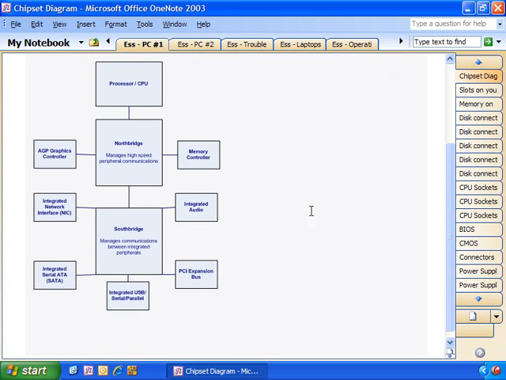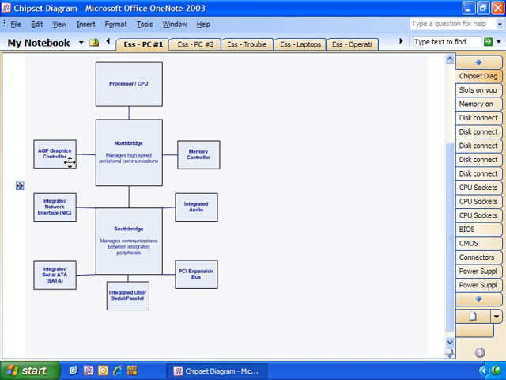So if I scroll down, here you have the processor or CPU. That interfaces with the North Bridge. The North Bridge is what manages high-speed peripheral communication. That also talks to the South Bridge, which is what manages communication between the integrated peripherals. So all those new integrated peripherals we talked about are what talks directly to the South Bridge. So we have the integrated network card, the NIC, we have the SATA controller, we have the integrated USB serial and parallel, the PCI expansion bus, and the integrated audio.